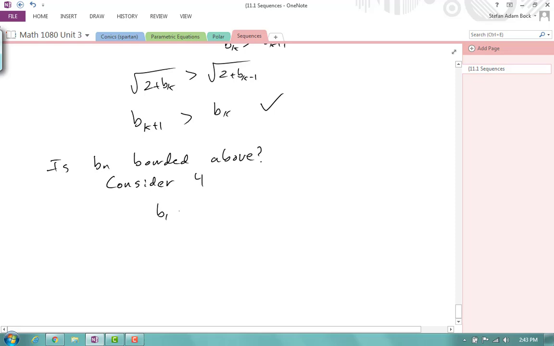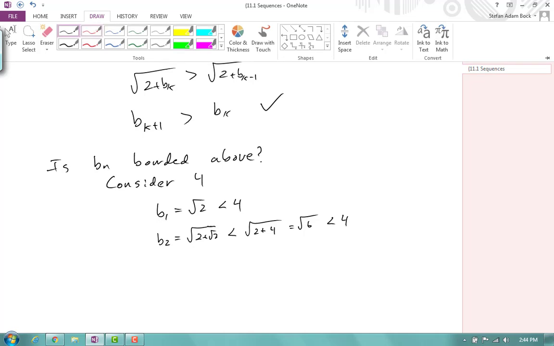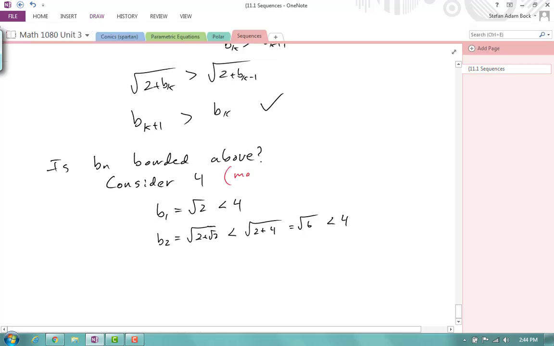b sub 1, which is equal to the square root of 2, is certainly less than 4. And b sub 2, which is equal to the square root of 2 plus the square root of 2, is certainly less than the square root of 2 plus 4, but that's equal to the square root of 6, which is also less than 4. But I'm thinking, now that I've done a couple of steps, maybe 2 is a better bound. Certainly give that a shot.